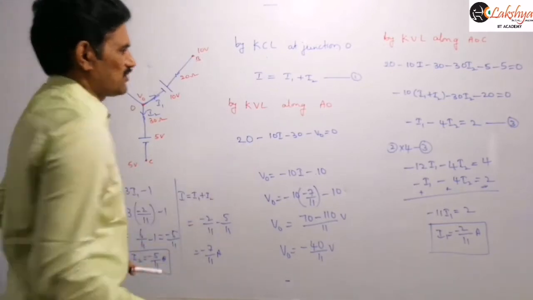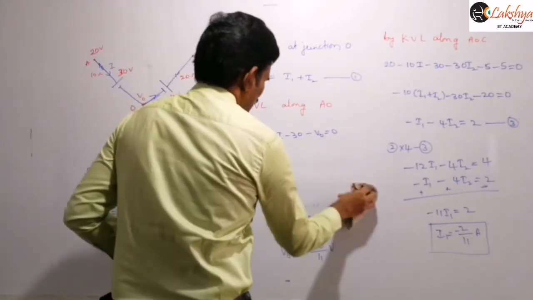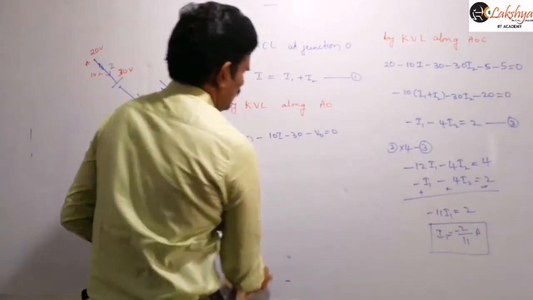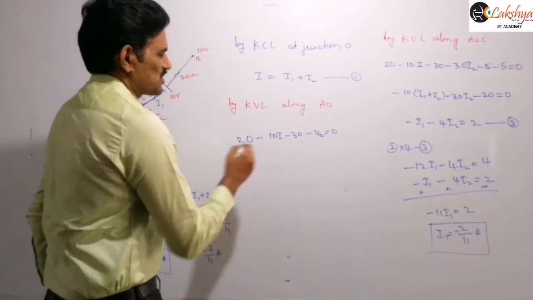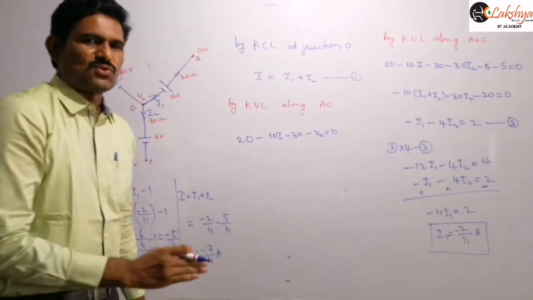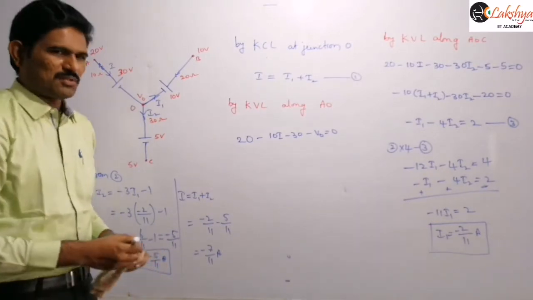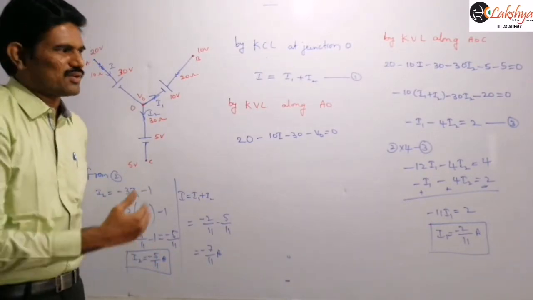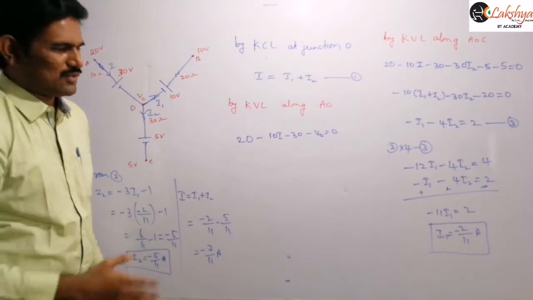Just by using the same equation, right? I am taking the same equation here. Then you can write this expression for I. Now this problem is over. I am explaining the other method. In this method, we first calculate the V naught value, and then you will get the I1, I2, I3 values, right?